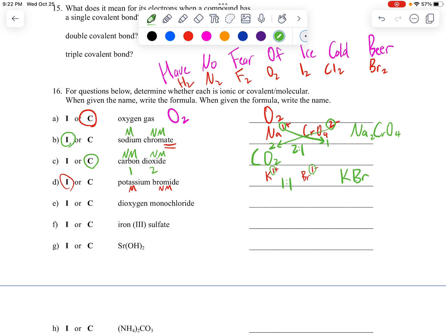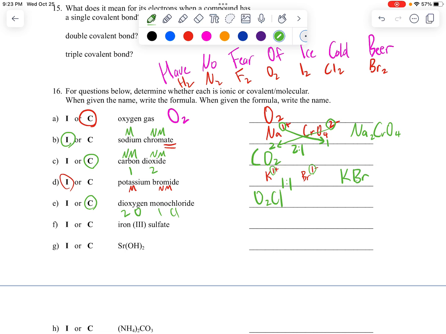All right, let's try the next question. Dioxygen monochloride. So I've got 2 oxygen. Mono means 1 chlorine, chloride. So we're just simply combining in that particular order. So that's O2Cl. Done. And that's a covalent compound, between a non-metal and a non-metal. Again, I see prefixes. That should be an automatic indication that it's a molecular covalent compound.